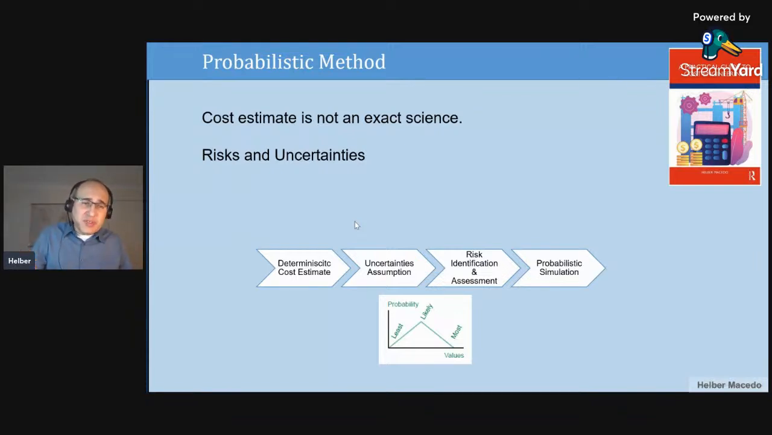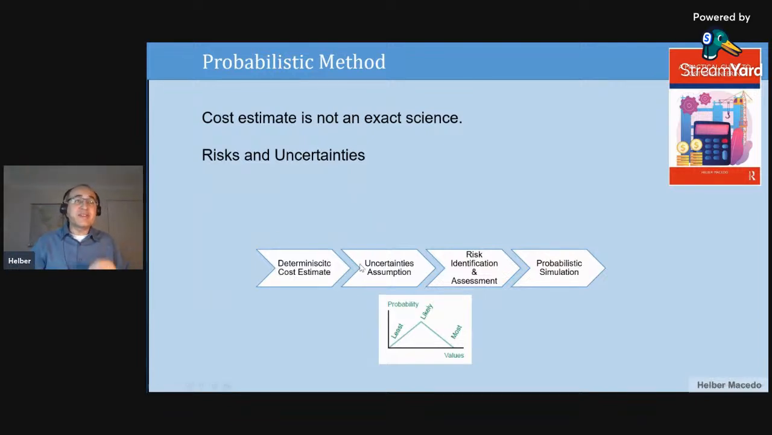It could be that the productivity will be different, the weather conditions could be different, you can have a strike, you can have a lot of external factors that can affect your execution from what you did in the tender phase. So the idea here is, you will follow these steps to build a probabilistic cost estimation. The first step is your deterministic cost estimation, the bottom up. You will build your bottom up.